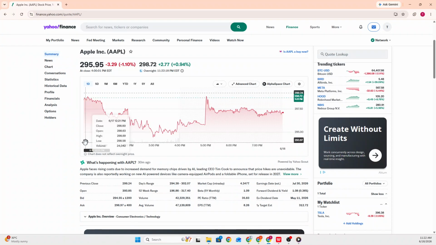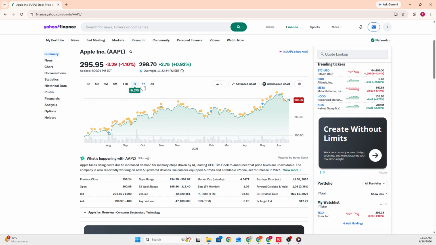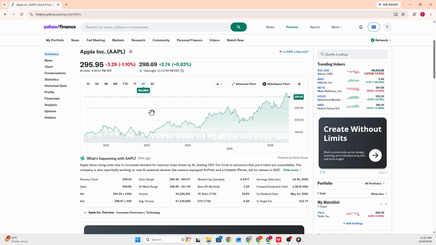If you want to view how the stock price looked several months ago, move to the charts section. Select a time range, such as 6 months. Once the chart updates, move your cursor over the graph to see the price at different points in time. You can also select other time periods, including 1 year or 5 years, to view different sections of the stock's history.